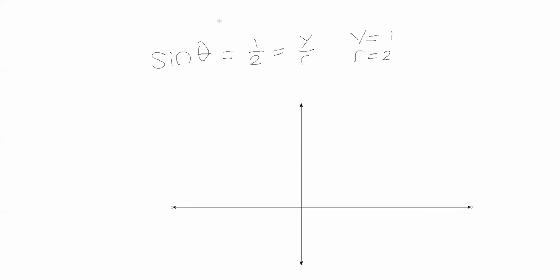But another way we could do it would be taking into consideration the fact that sine is y over r, so y is 1, and the hypotenuse of our right triangle is going to be 2. So y is positive, which means we're in quadrant 1 or in quadrant 2. We're not too sure. We want to consider both scenarios. All Students Take Calculus tells us that it could be either of these two. So we could actually have two answers.